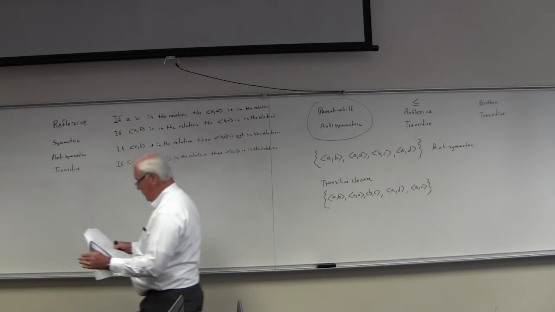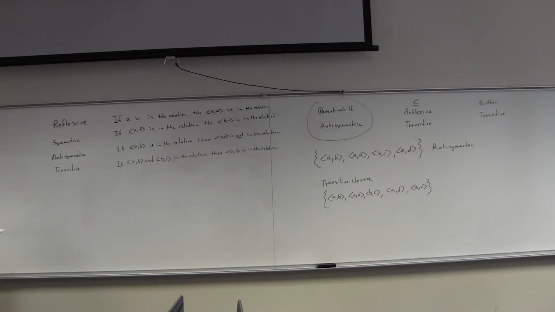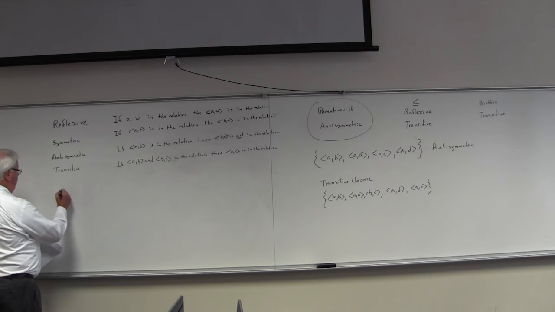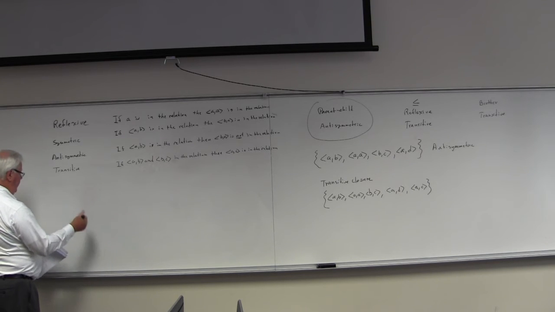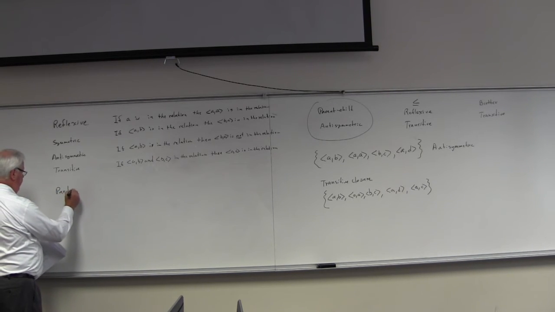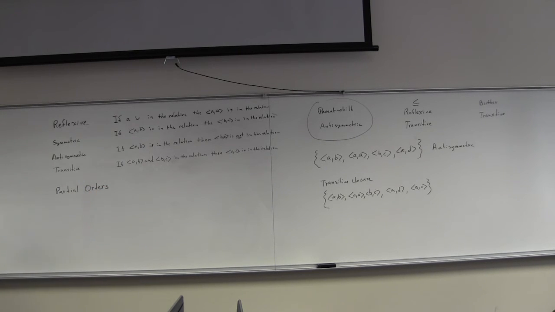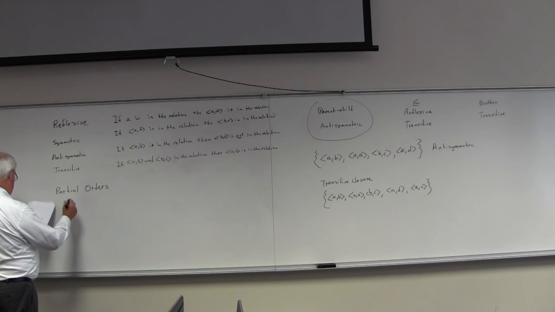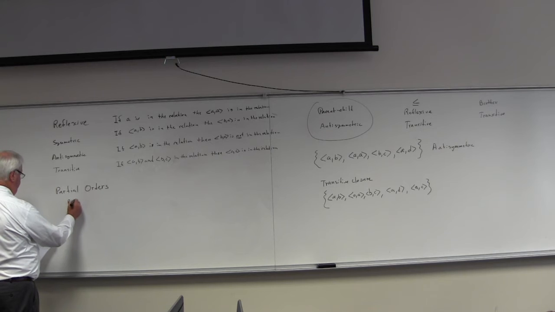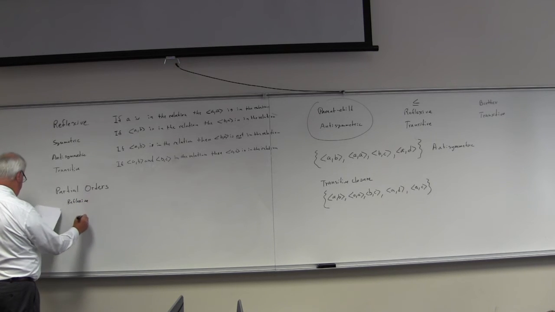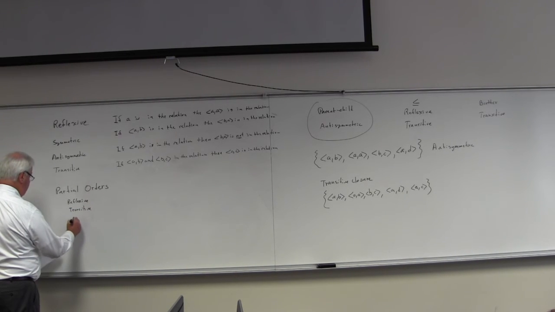So, really what that gets into then is what we call partial orders. Now, partial orders are sets that are reflexive, transitive, and anti-symmetric.